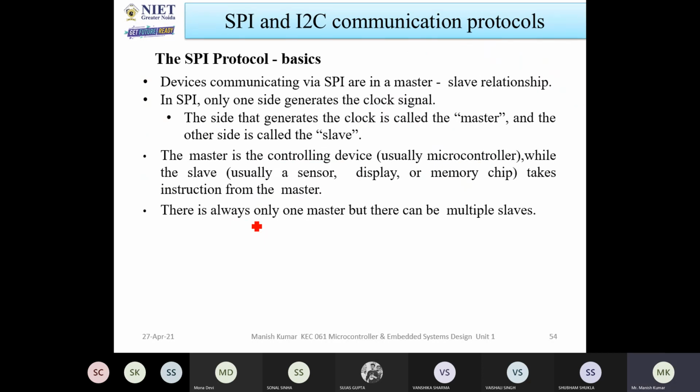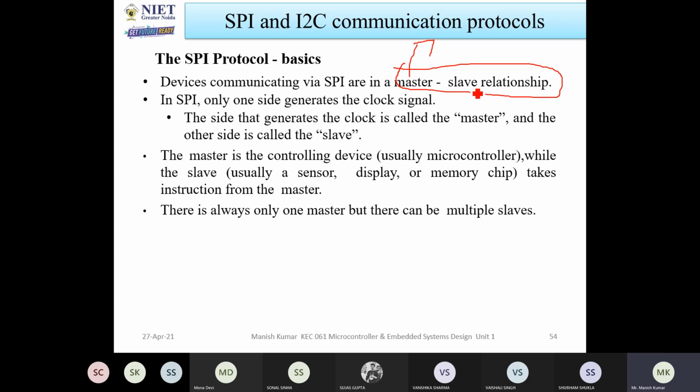So now if you are talking about masters and slaves, these devices communicate with a master and slave relationship. So what is the master and slave relationship? This relationship indicates that the master can control the slave devices. Okay, that's why its name is master. So the master is responsible for generating the clock. Slaves don't have the option to generate the clock.